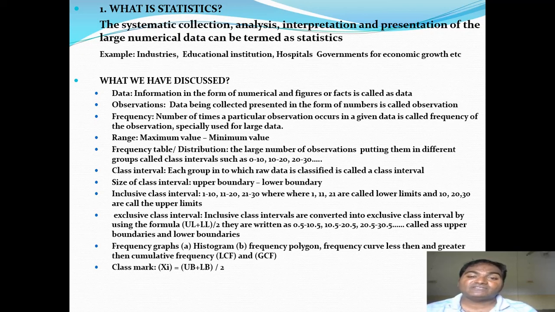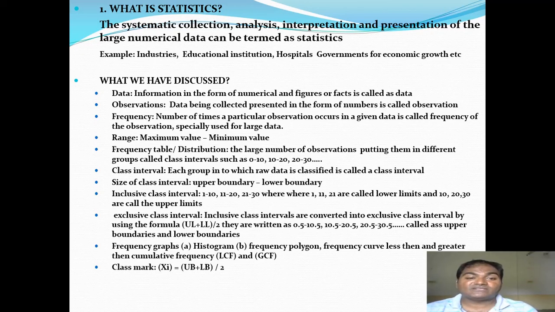In inclusive class intervals, the upper limit and the lower limit, which are called limits in inclusives, are not the same. Now you can see the example: 1 to 10, 11 to 20, 21 to 30, where the lower limits are 1, 11, 21 and the upper limits are 10, 20, 30. They are completely different. That means the upper limit of a class and the lower limit of the next class are not the same. If I take the upper limit of 1 to 10, it is 10, and the lower limit of the next class, 11 to 20, is 11. These kinds of class intervals are said to be inclusive class intervals.